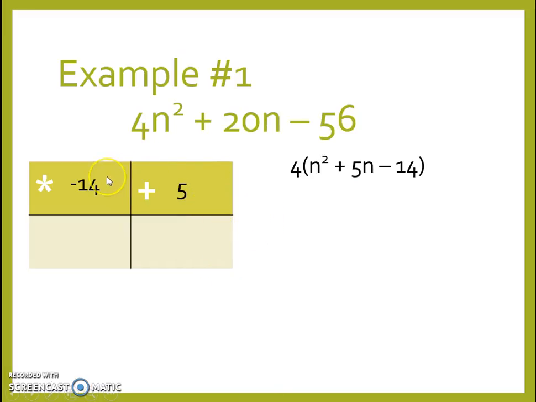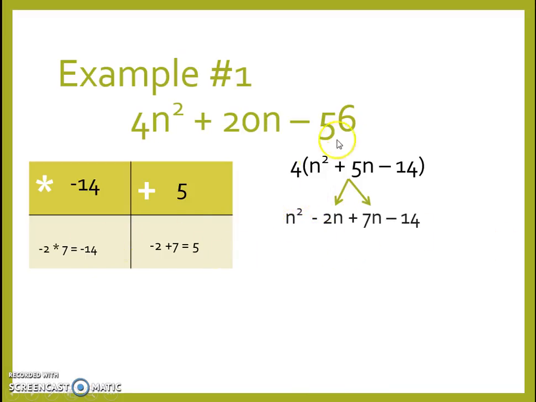So you're trying to find two numbers that multiply to be negative 14 but add to be 5. Well, negative 2 times 7 is negative 14, and negative 2 plus 7 is 5. This takes a lot of guess and check, and if you need help with it, please make sure you ask your teacher. So we're going to split the middle term, the 5, into these two numbers.